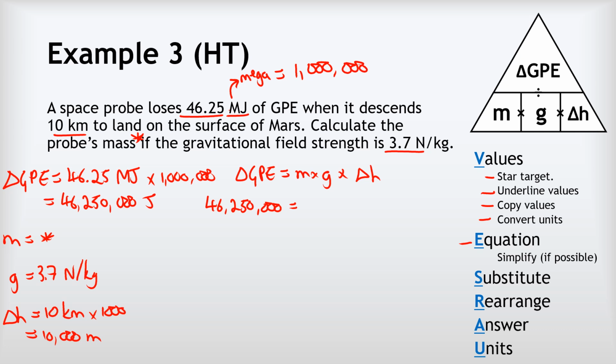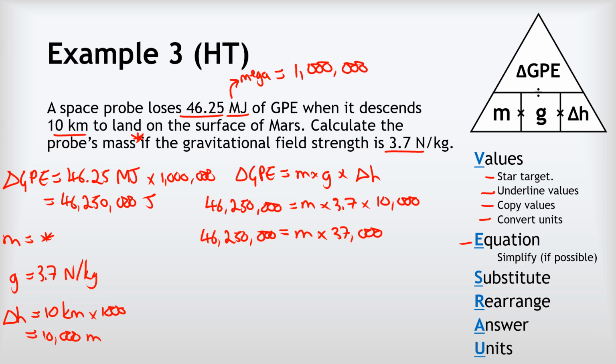So m is the star. We don't know that. We'll just leave it as m. G was 3.7. And our delta H was 10,000 meters. Now, we are going to need to rearrange to make m the subject, but let's simplify what we can first. So we'll leave the 46,250,000 untouched for now. That equals m multiplied by 3.7 times 10,000, which is 37,000. So 46,250,000 equals m multiplied by 37,000.